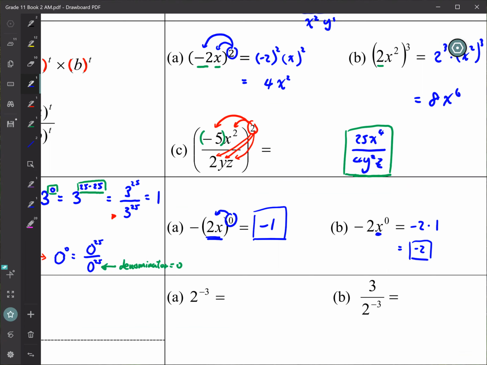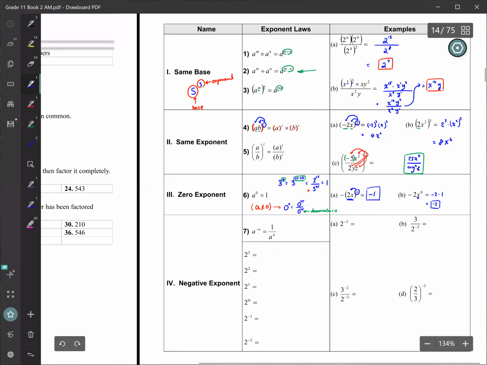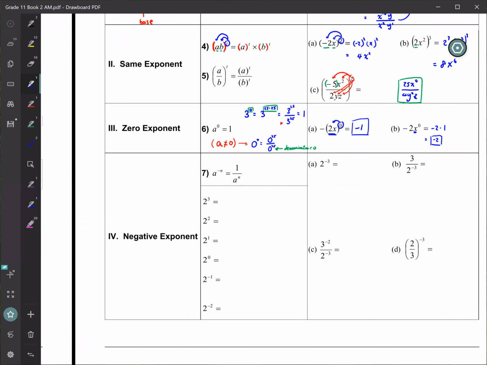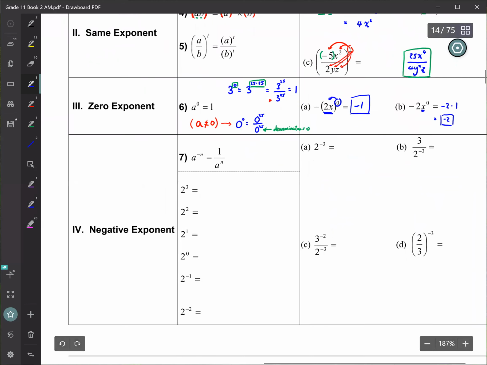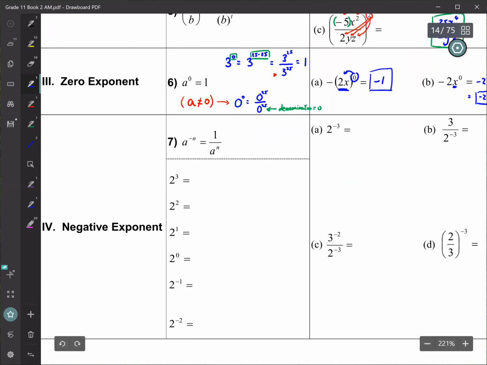All right, last part. You probably learned this rule in grade 10, or grade 9? Negative exponents. Negative exponents mean it will flip to the other side. It turns into fractions. So here is an easy example to understand why.